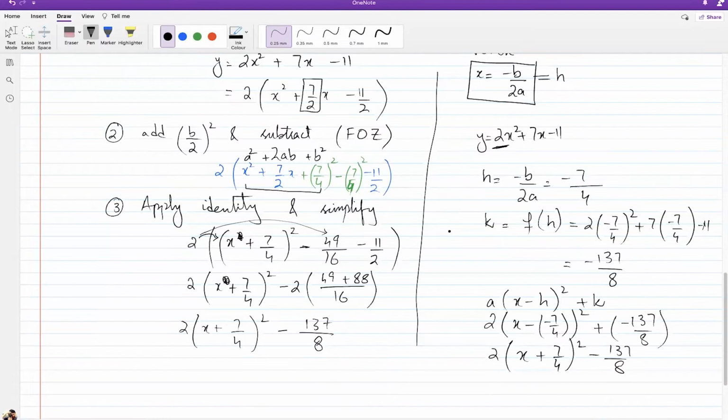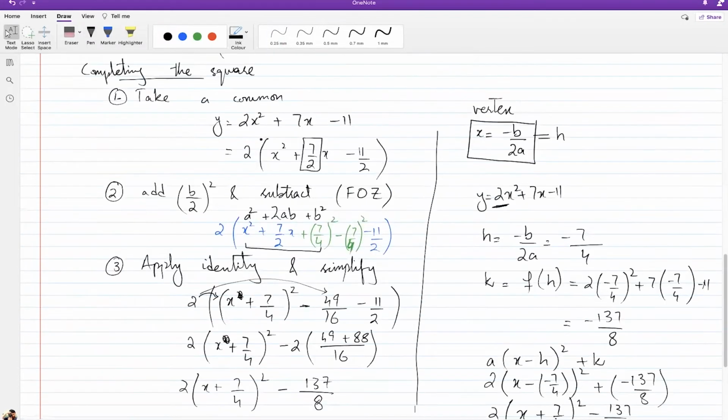Sir, I don't understand how k equals f of h. Oh, what is f? Okay. At the vertex, f means function, right? So this whole thing, y, can actually be called f of x. And you just plug in the value of h. What is h? H is the vertex. At the vertex the value of x is h and the value of y is k. So basically what will be the value of y at the vertex, given the value of x there? Does that answer your question?